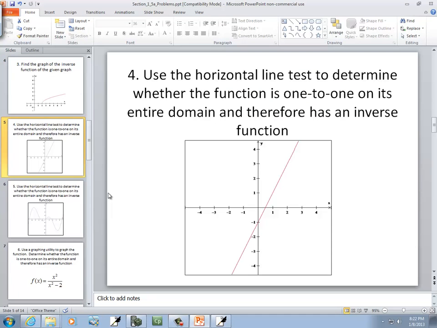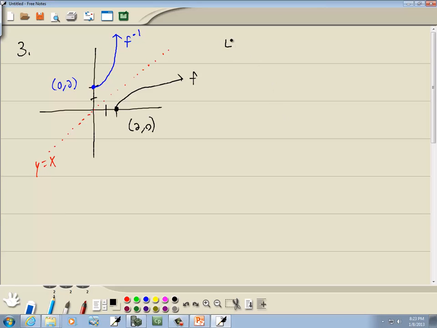Now these next ones refer to the horizontal line test. And if you remember the horizontal line test, it says if any horizontal line intersects your graph at 2 or more places, it is not 1-to-1. Now it might still be a function. So let's see how to use that horizontal line test to work this problem.